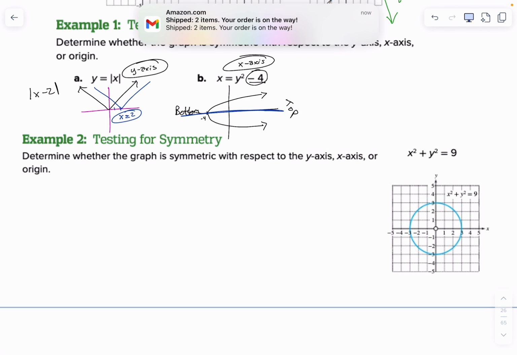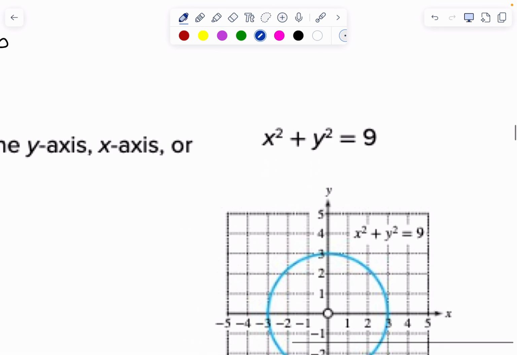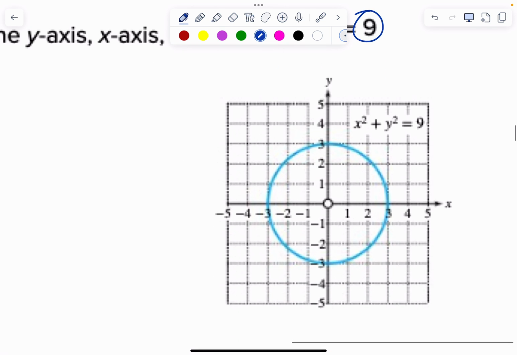Determine whether the graph is symmetric with respect to the x-axis, y-axis, or origin. This is the equation of a circle that's centered at 0, 0, with a radius of 3. All of the above. It has all three: x-axis, y-axis, and origin. Now, real quick.